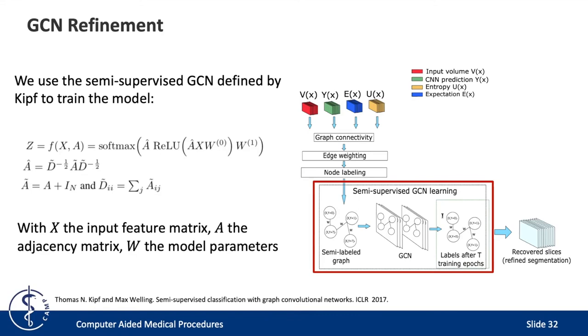So the process is simple. This is a standard GCN learning process. We have the graph, we have the GCN. We employ, for example, the cross entropy loss function to train this graph. And after T iterations, we stop the training process. And then we take our graph representation of the data and we evaluate the graph in this GCN. And then we take those predictions as the refinement output for this particular volume.